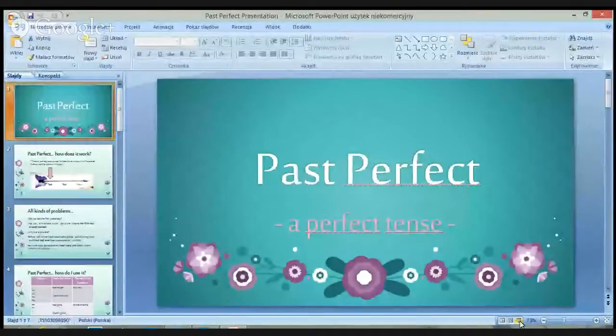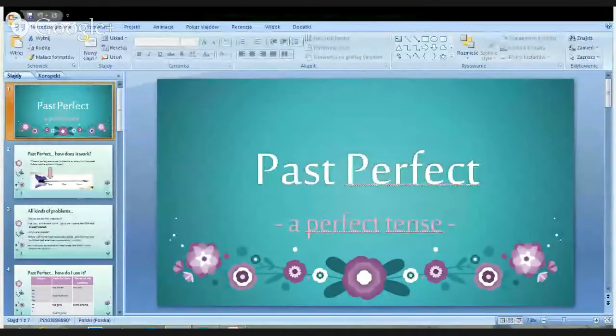Hello. As we can see, Kasia had a terrible day. Let's analyze this conversation from a grammatical point of view. Kasia used a new structure, actually a new tense, which is called past perfect. Let's have a look at the conversation again. Kasia said, when I got to the cinema, the film had already started.